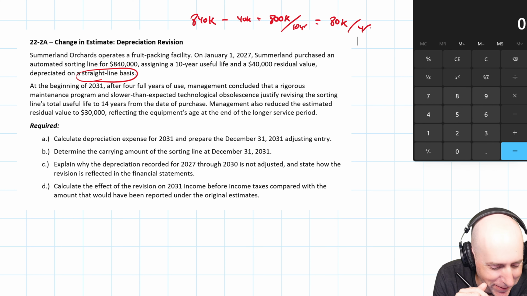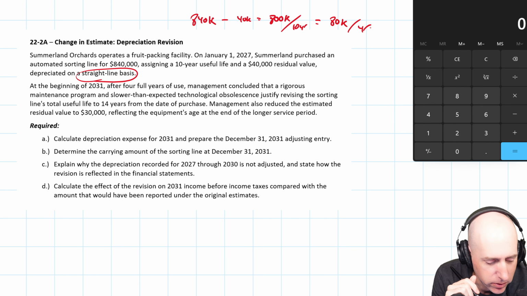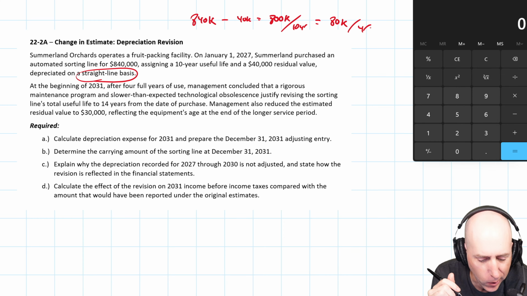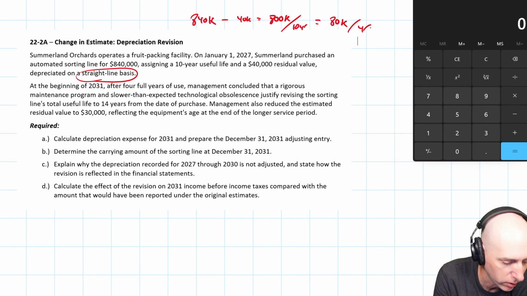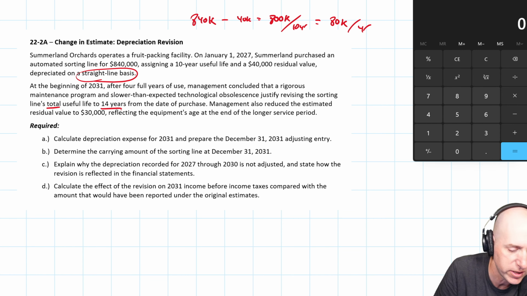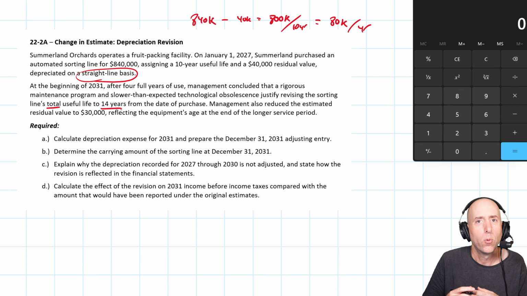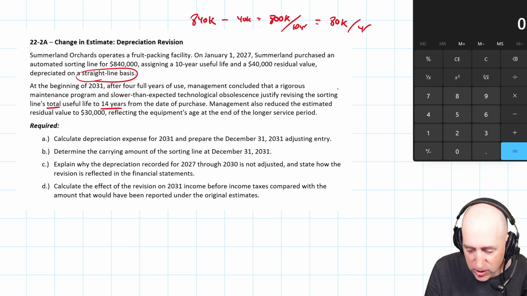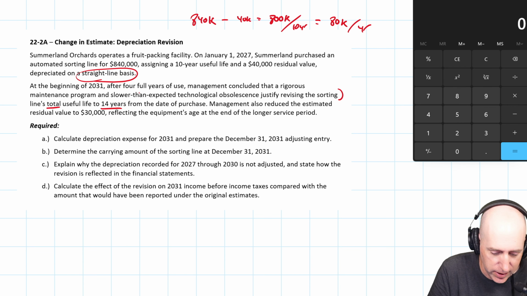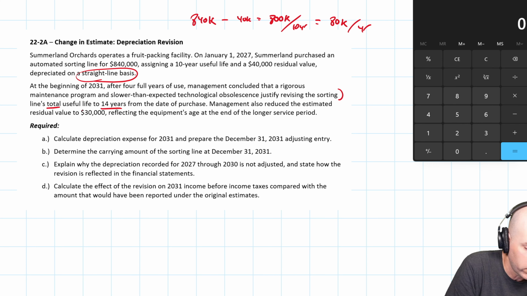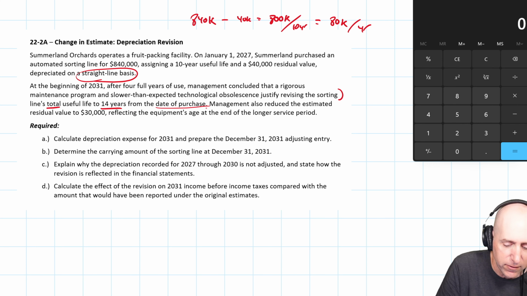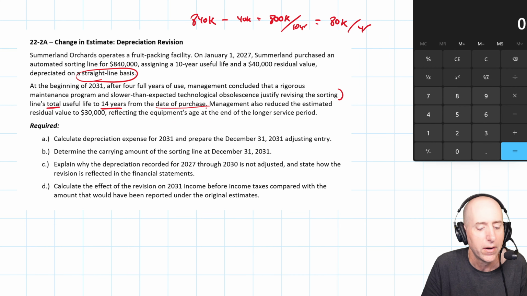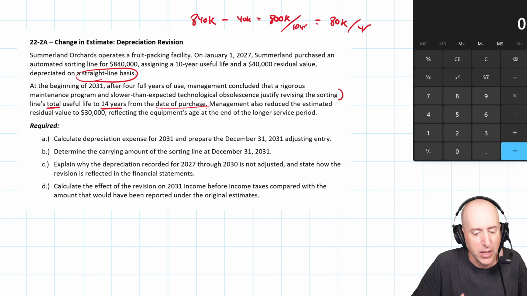At the beginning of 2031, after 4 full years of use, management concluded that a rigorous maintenance program and slower than expected technological obsolescence justify revising the sorting line's total useful life. This is important. Total useful life to 14 years. So that's not 14 years from now. It's 4 years later. We've used it for 4 years. We're going to get 10 more years out of it from now. And that phrasing is really tricky, and you'll see it phrased different ways in different questions. So this one says, revising the sorting line's total useful life to 14 years from the date of purchase, right? The total useful life is 14 years from the date of purchase, not from today.